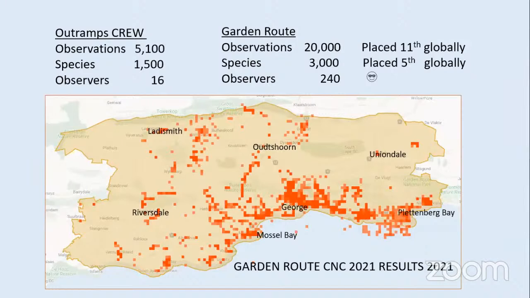And here are the results of last year's City Nature Challenge. The spread of observations closely reflects the population density and easy access to natural areas. We were placed 11th and 5th globally, the Garden Route City Nature Challenge, and you can see the Outrams contributed a quarter of the observations and half the species in the Garden Route.